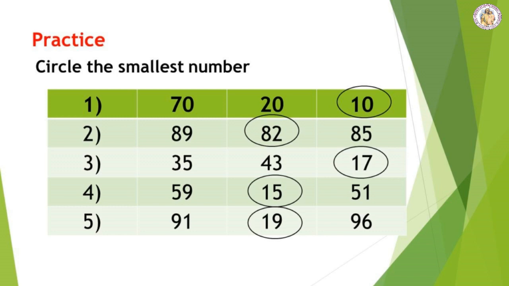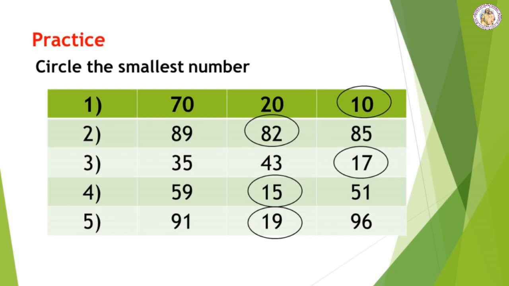Next, the second one, 89, 82 and 85. See here children, the numbers in the tens place are equal. Then you have to see the ones place. So how many ones in 89? 9 ones. And in 82, 2 ones. And in 85, 5 ones. So which is the smallest number? 82 is the smallest number.